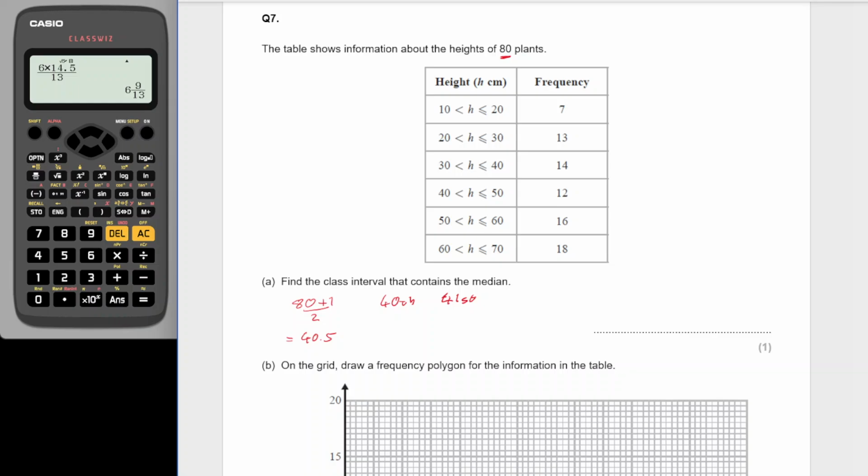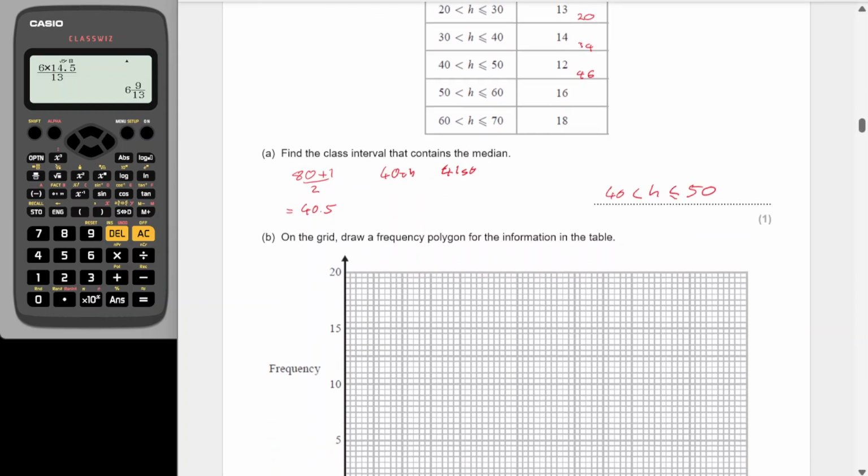Right, so I'm then going to take a cumulative frequency. We've got a frequency of 7 that are 20 or less, 20 that are 30 or less, a total of 34 that are 40 or less, a total of 46 that are 50 or less. So the 40th must be in that group and the 41st must also be in that group. So the group containing the median is 40 less than h less than or equal to 50.